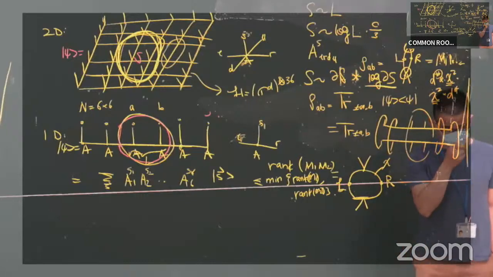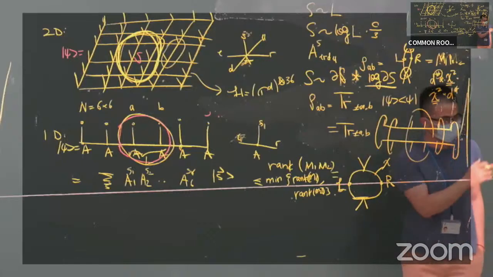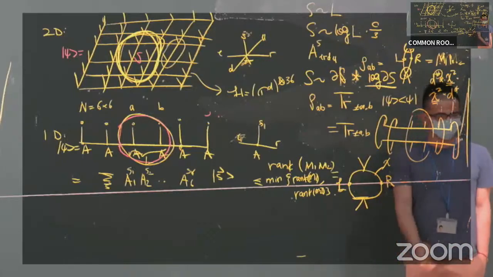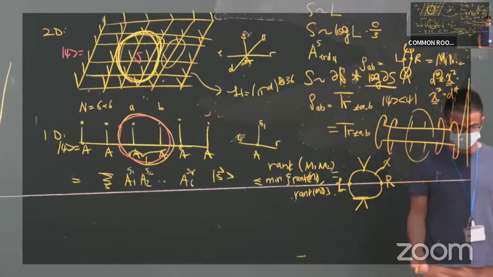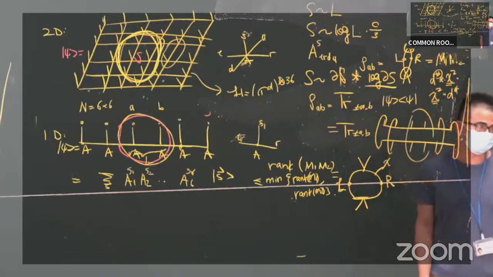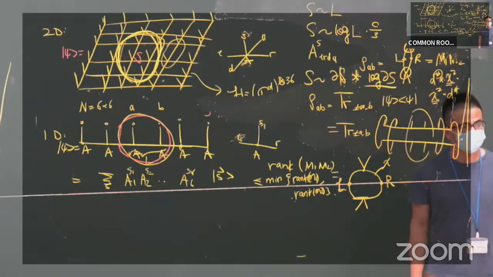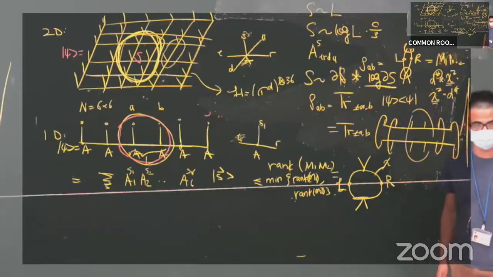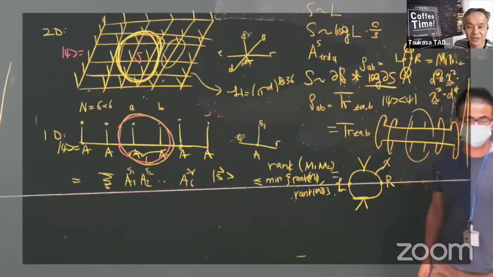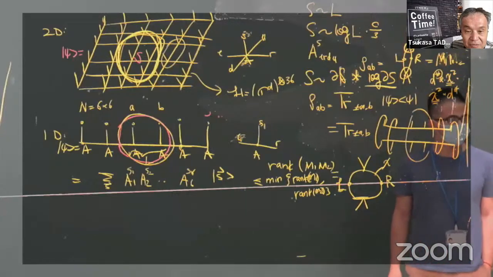So people have studied in excruciating detail what happens in 2D, and especially for two-dimensional free fermions, people know quite a bit. Okay, thank you very much for the interesting question.